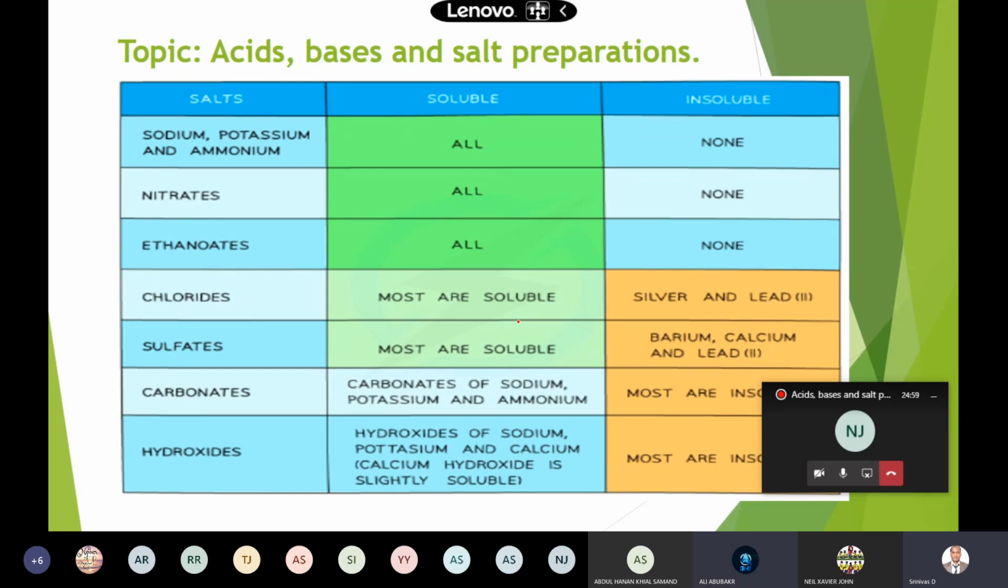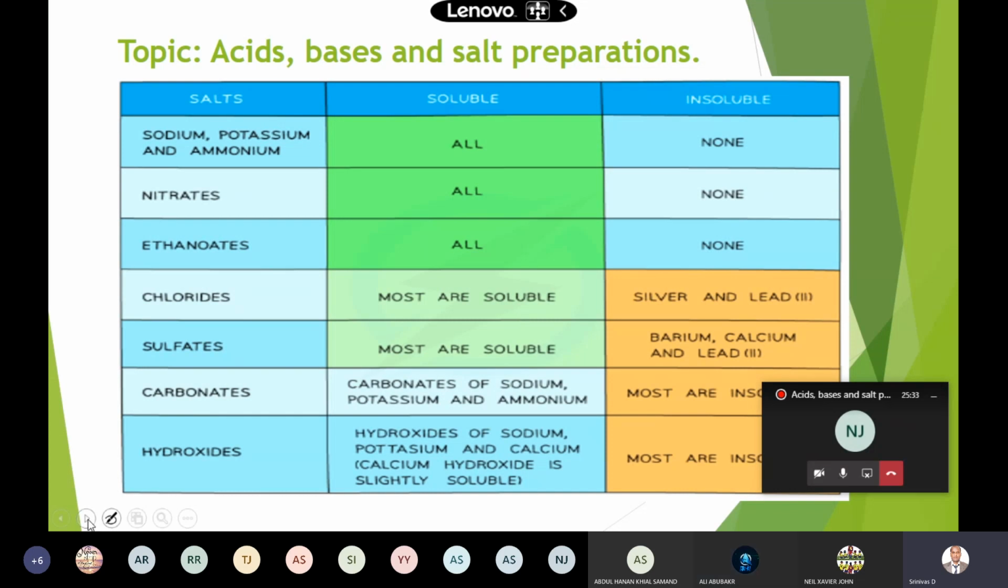Page number 178 of your textbook. There is a chart or tabular column on solubility patterns. You can make that chart in beautiful, attractive colors. And there are rules of solubility also given on that page if this is confusing. Page number 178, you are writing as homework.